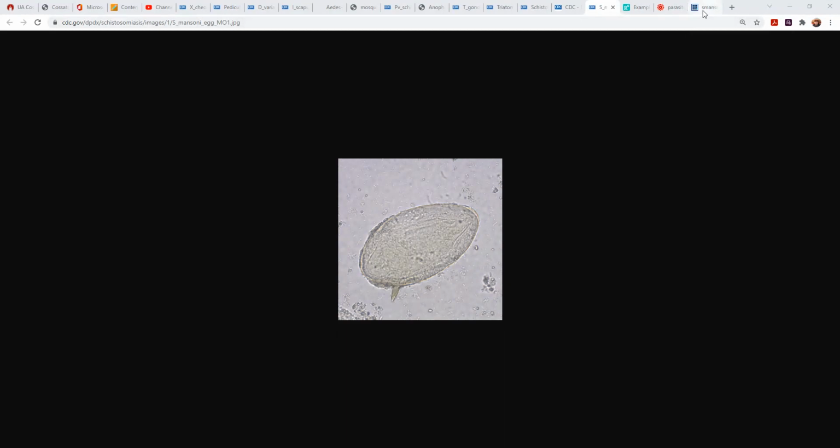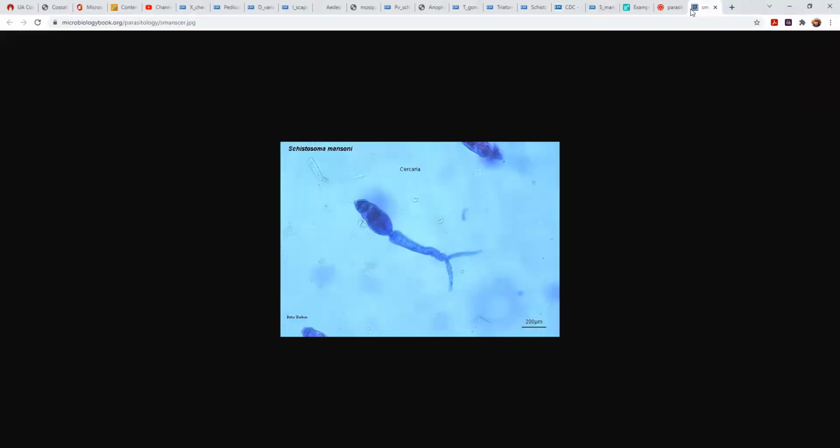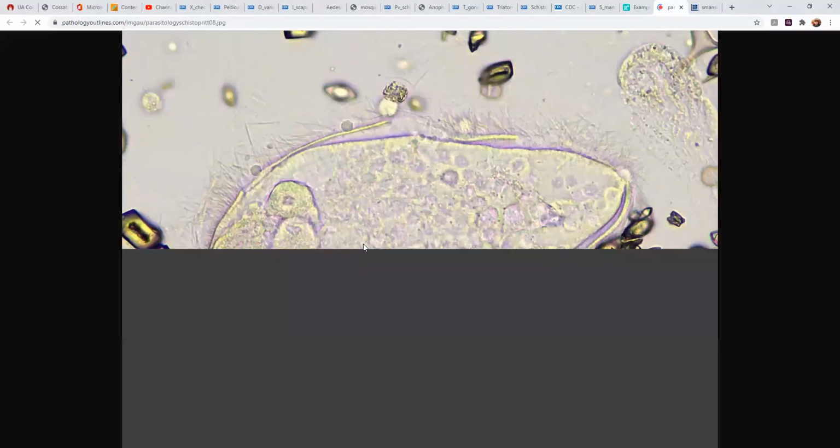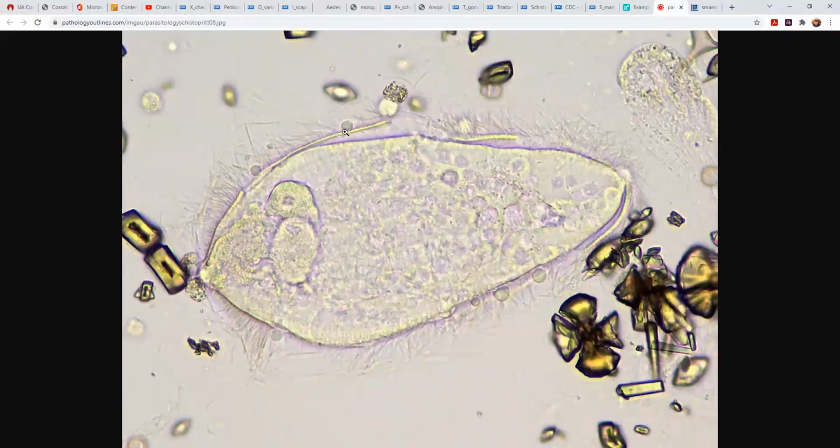The second step in the life cycle is the Miracidia stage. And this would be a free swimming stage here. So this little piece in the middle that you're looking at is the Miracidia. And I'm going to point out a couple of things here. Notice the cilia. This is free swimming, so it uses these cilia to swim around in the water. And you'll see these two little spots here. These are eye spots. So this is the Miracidia stage.